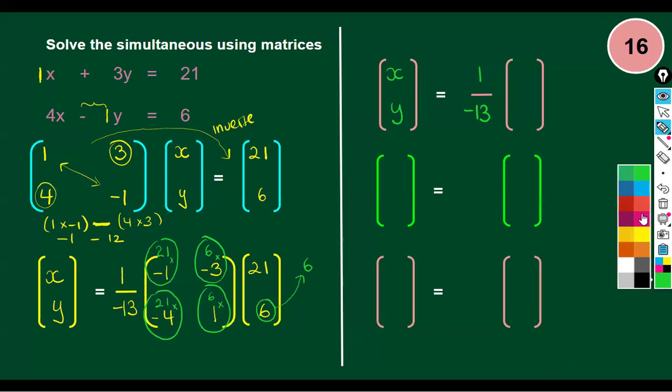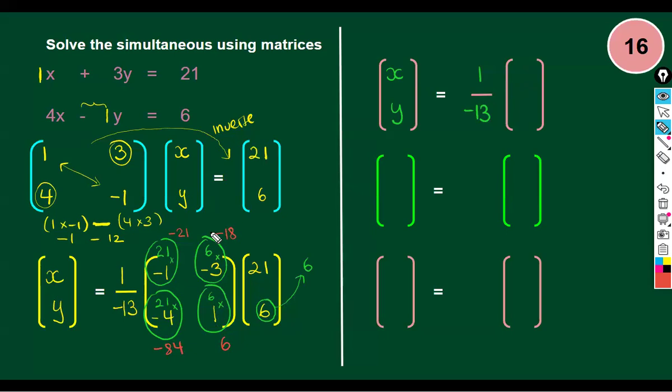Right, let's take our time here. 21 multiplied by minus 1 is minus 21. 6 by minus 3 is minus 18. 21 by minus 4 is, I need my calculator for some reason here. Minus 84, and 6 by 1 is 6.